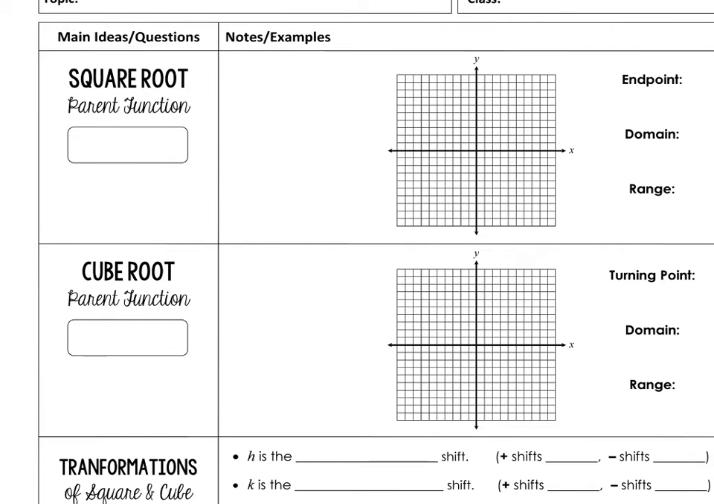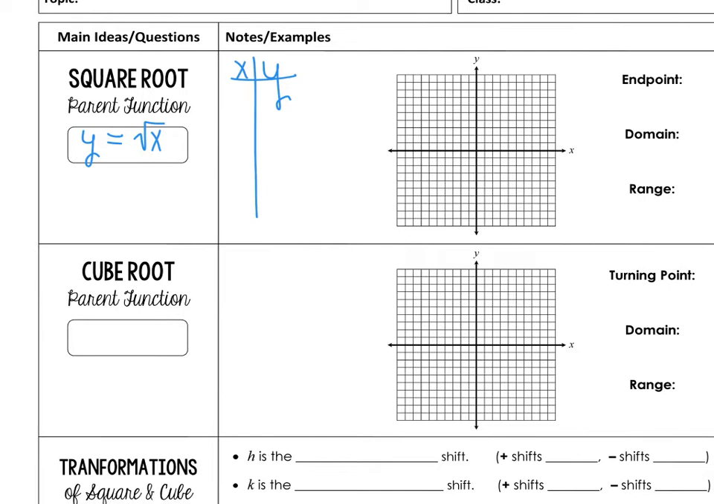So for the first part, what is the square root parent function? So the square root parent function is f of x. Actually, I'm just going to use y. It'll be easier. So y is equal to the square root of x. So let's go ahead and graph this parent function and see what we might get. So at first we're going to use a table of values. So I'm going to have an XY table.